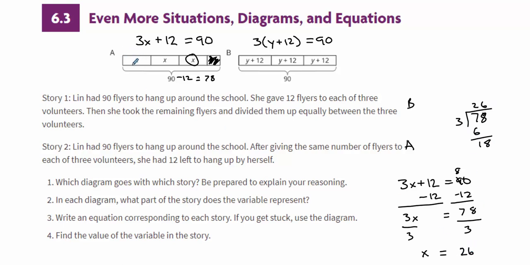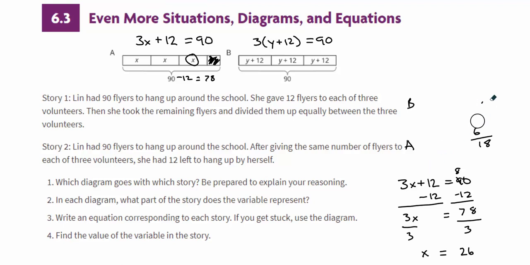So that means that the number of flyers she gave to each of the 3 volunteers was 26. So this volunteer had 26, this one had 26, this one had 26, and then she had the 12 for herself.